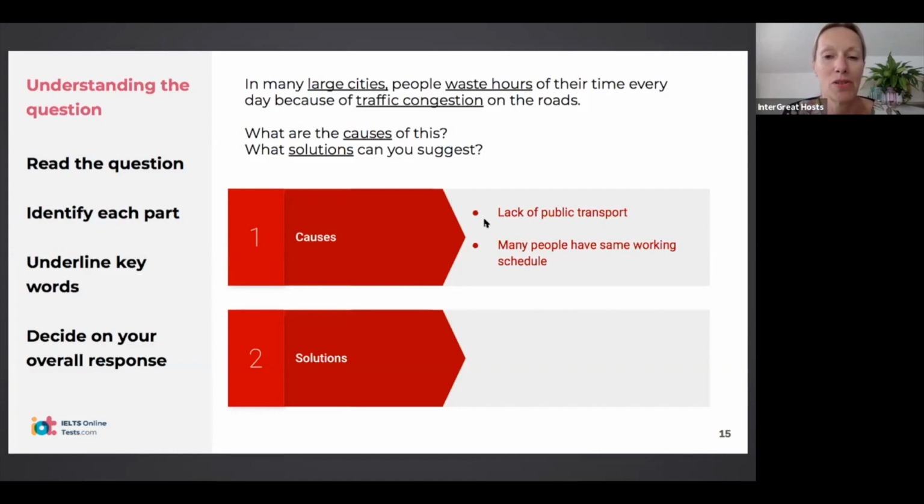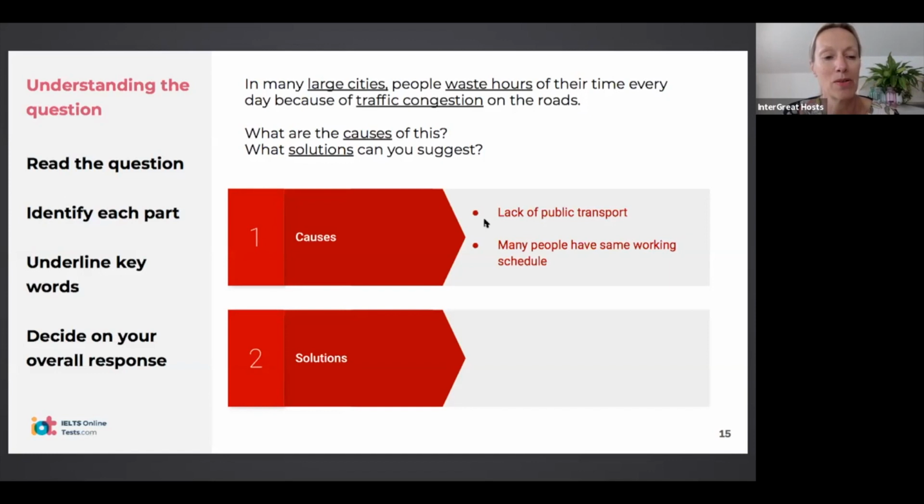Why should you only have 2 or 3 causes? Explanation. So you need to give a proper explanation. If you put in too many causes, your answer will be very vague. It'll be very general. So it needs to be detailed enough.